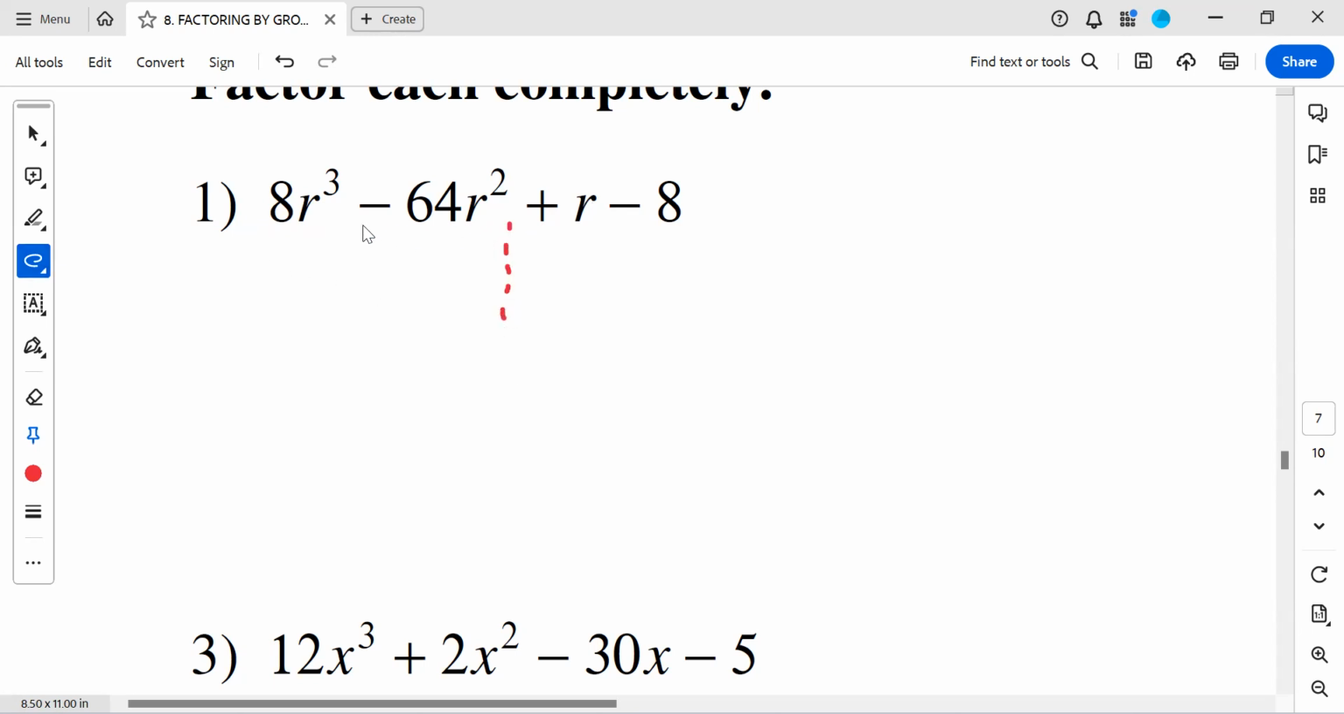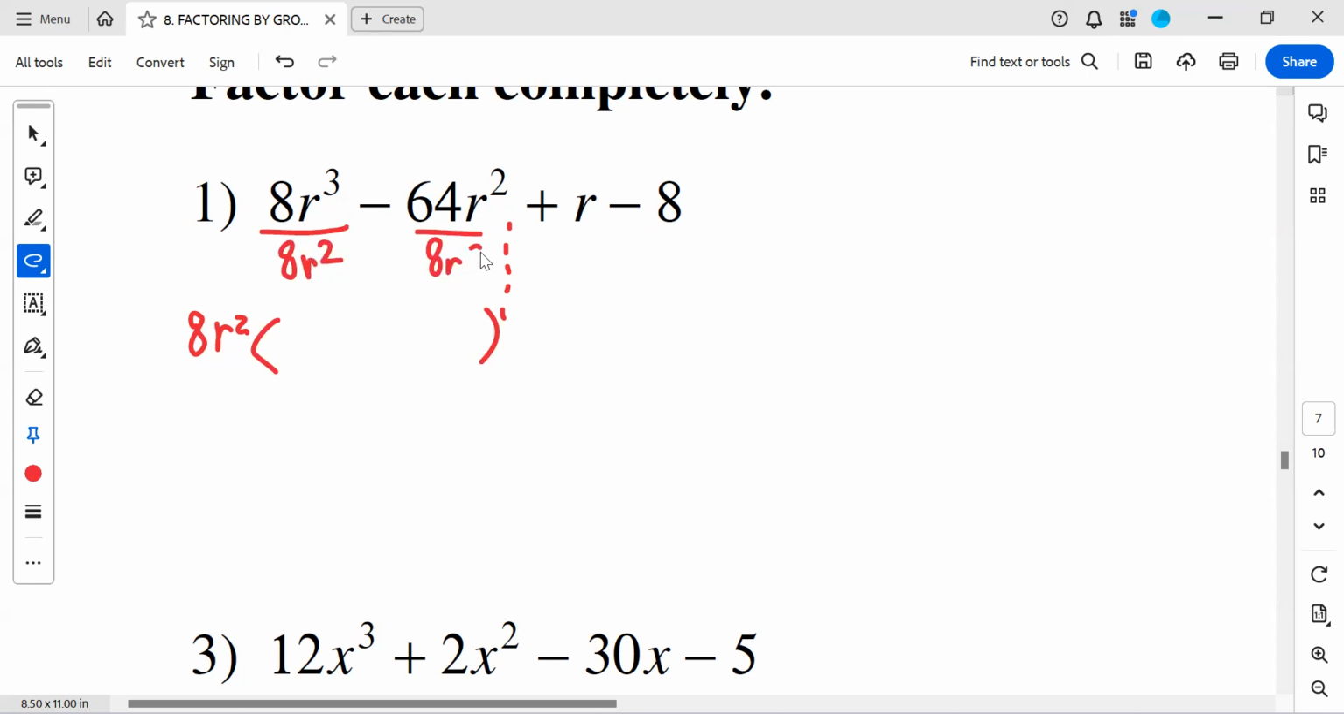What's my GCF of this side now? I'm looking for the GCF of each group. Well, between 8 and 64 is going to be 8. Skip a space to the right, I put 8. Then R cubed, then R squared. I have to use the lower exponent, so it's R to the second power. Then I open my parentheses and I'm dividing by 8R to the second power.